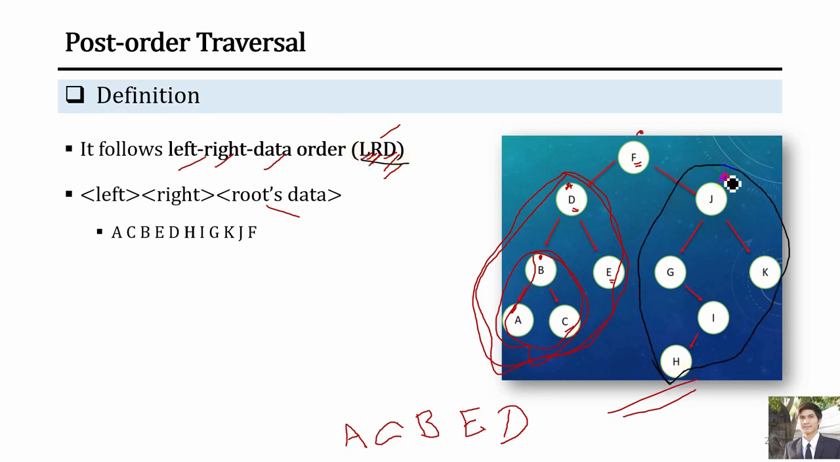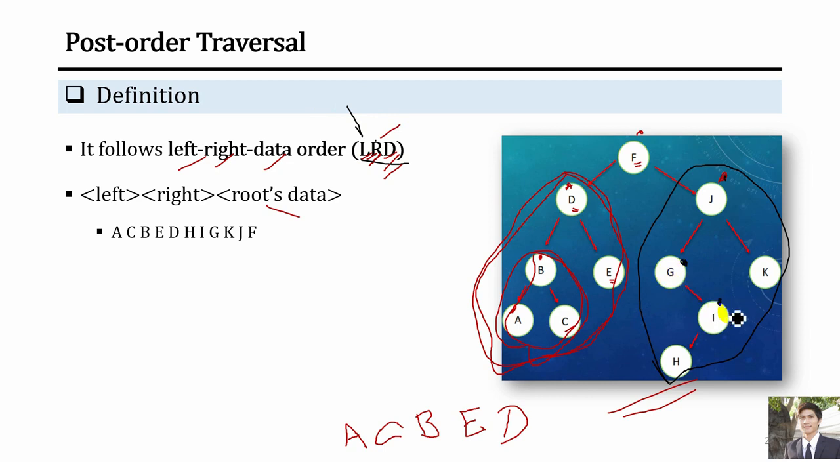Now we are in node J here. J is the root of this subtree, and the left is G. So based on the rule, we go left. Because G has no left, that means left is done. Now it goes to right. The right of G is I, and after that it reaches H.